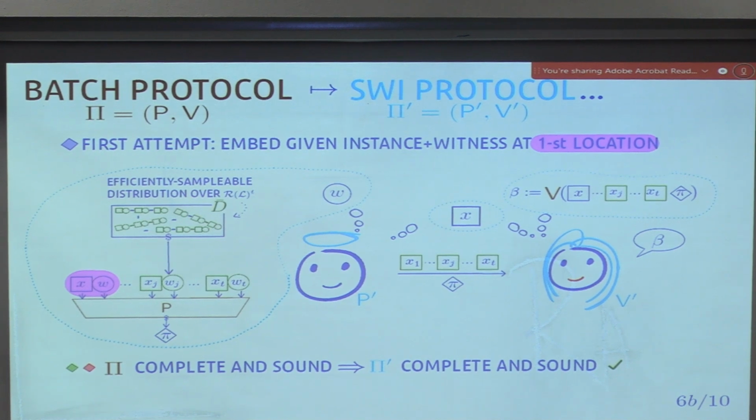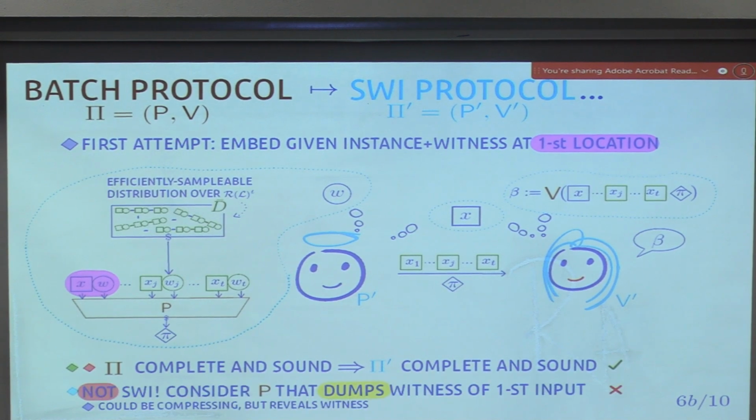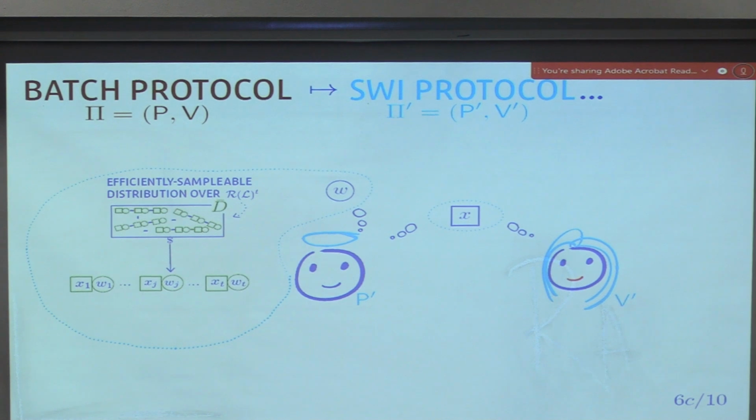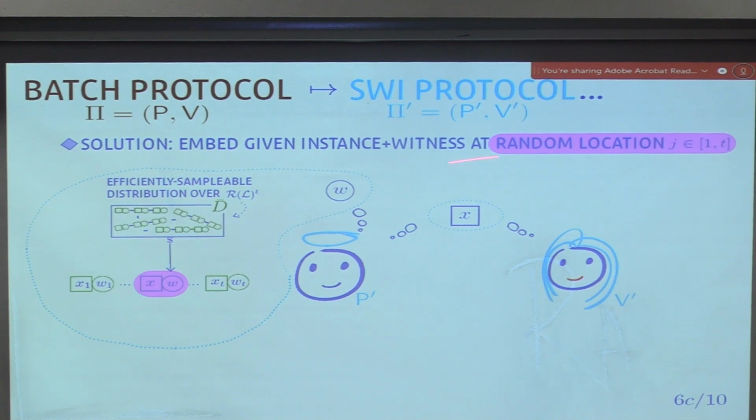The first W. Exactly. There could be a prover which just dumps the first witness, and you don't have WI anymore. Yeah, there is something here. So what is the next natural step to do? Instead of embedding in the first position, you embed in a random position, right? So the prover, P prime, samples a random location J and embeds it there.